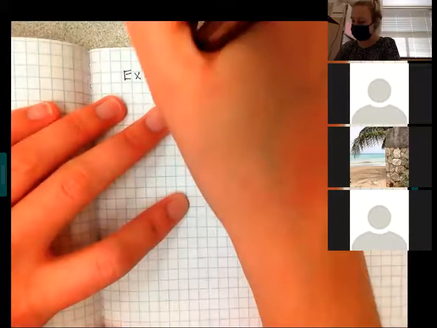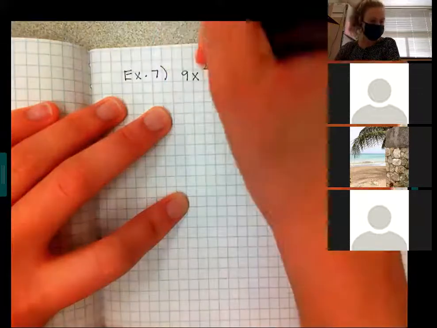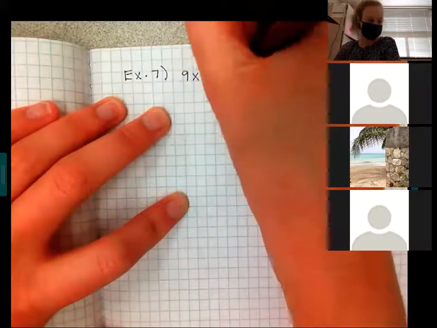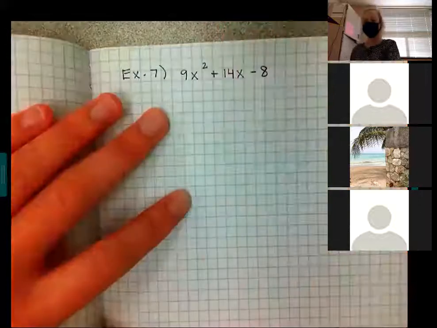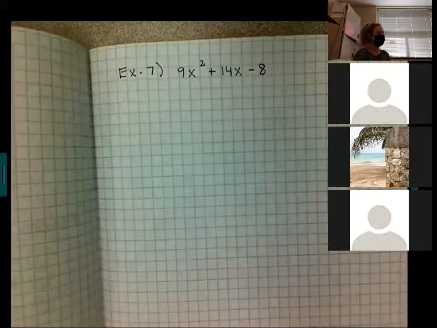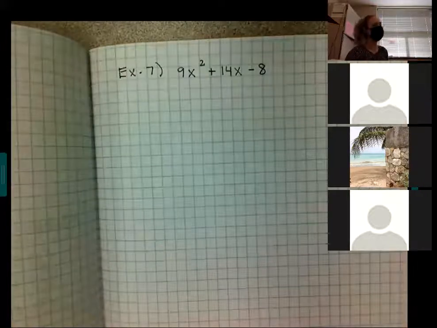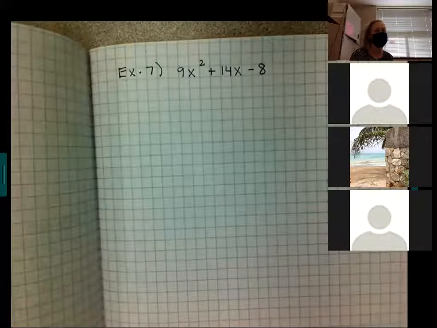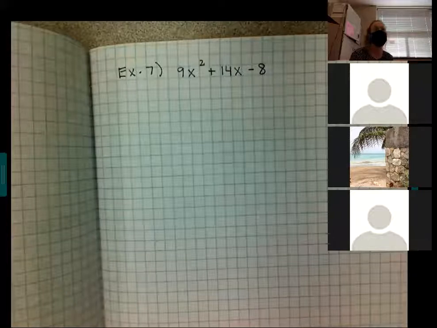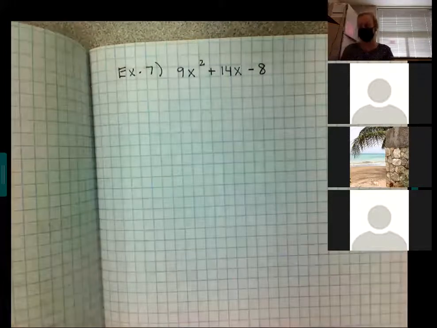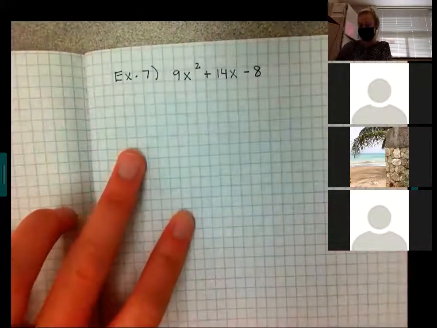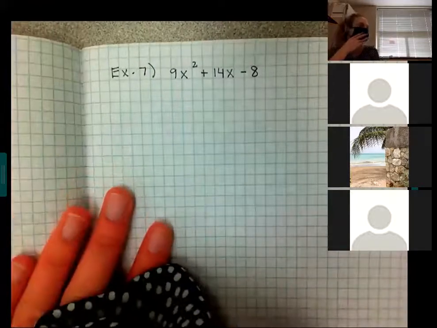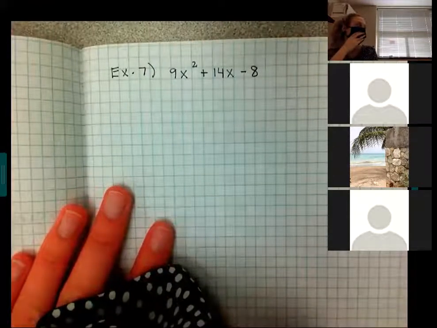Let's go ahead and do a doozy. Because this one low-key sucks. 14x minus 8. All right. I told you it sucks. So that should tell you we're going to have some work ahead of us. Connor, don't go night-night. All right, 9x squared plus 14x minus 8. What factors do y'all want to try first? Yoo-hoo! What do we want to try first?